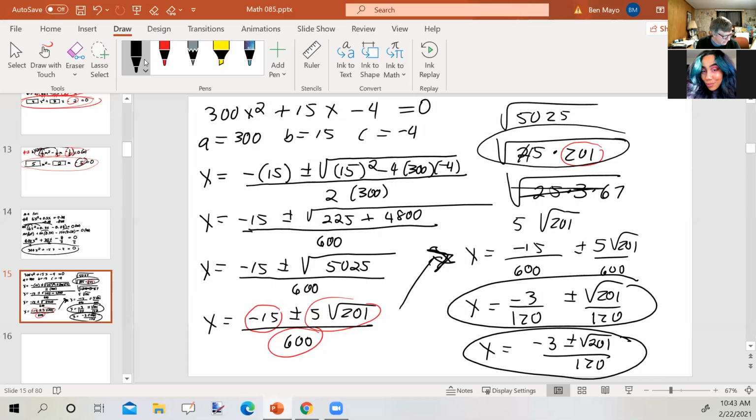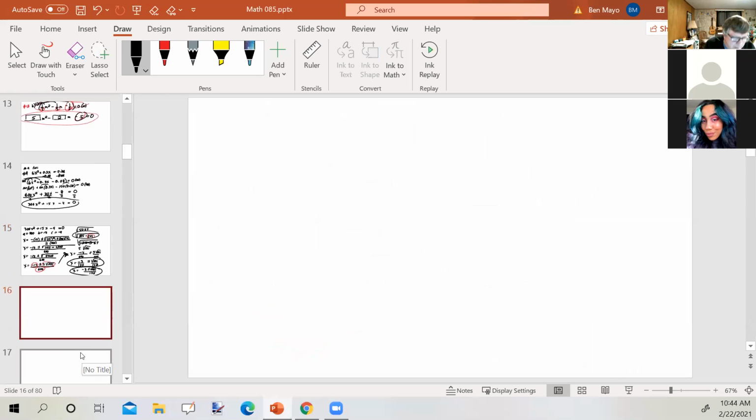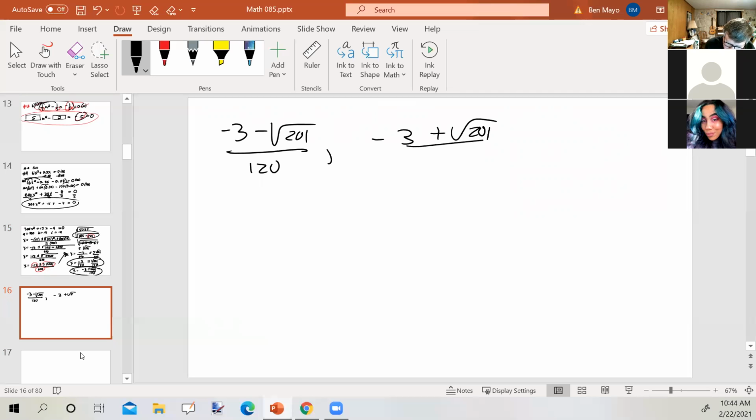All right. That had quite a bit going on there, didn't it? Any questions about any of the steps I did there? So the one on the bottom, x equals negative 3 plus or minus the square root of 201 over 120, is that what you would enter into WebAssign? Oh, yes, except you'd put them separate, the plus and the minus. So in WebAssign, you'd go negative 3 minus the square root of 201 over 120, comma, negative 3 plus the square root of 201 over 120.